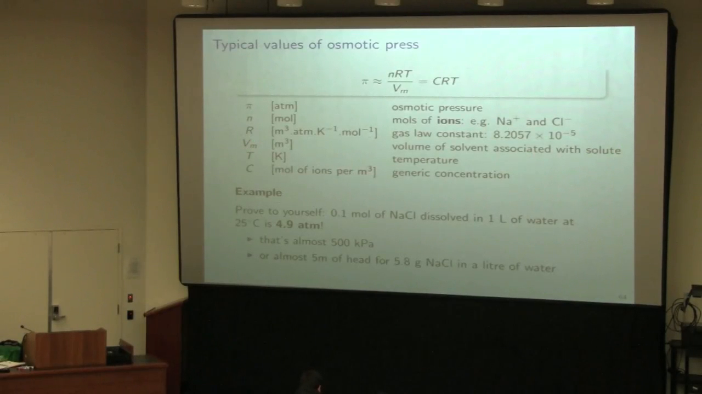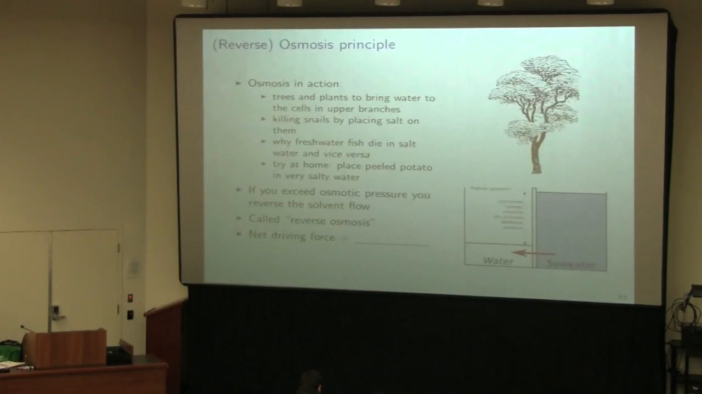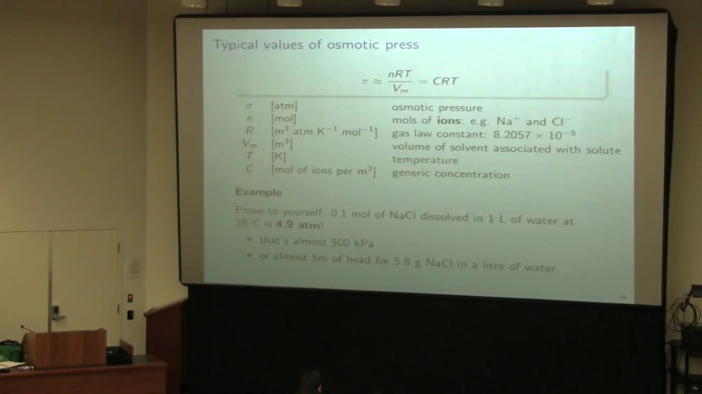Vm specifically refers to the volume of the solvent associated with the solute. What I mean by that is, if we go back to this illustration, it would be the volume over here on the right-hand side. It's not the volume of the pure solvent side of the membrane. So Vm refers to the volume of the solvent that's associated with the solutes that we're deriving the osmotic pressure for. T is temperature measured in Kelvin. And then C is moles of ions per meter cubed. In the notes, there was a minor typo over there. So that's per meter cubed, not per meter to the minus 3.